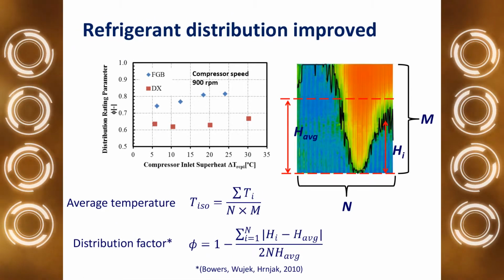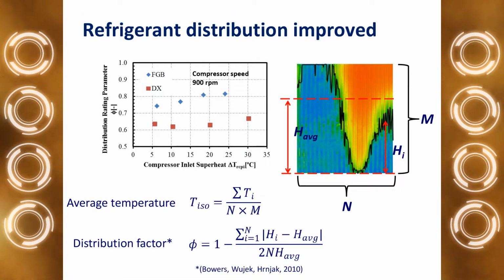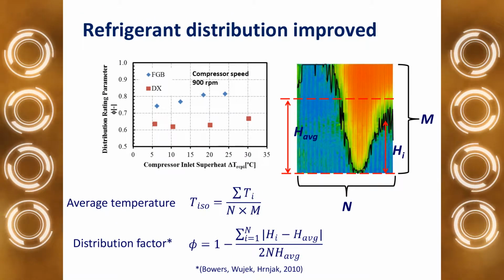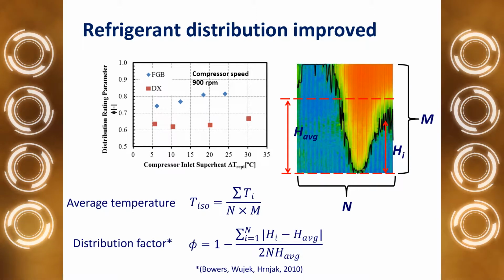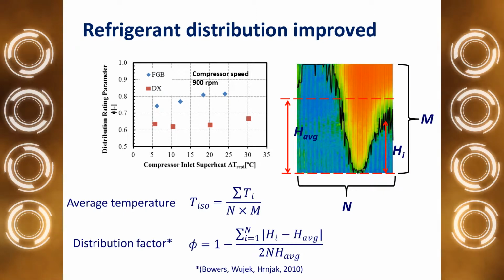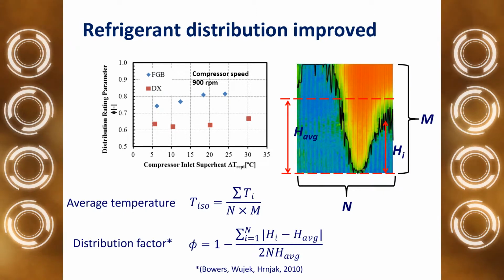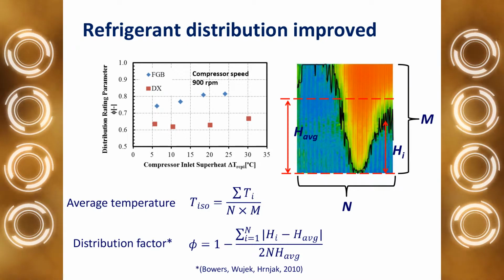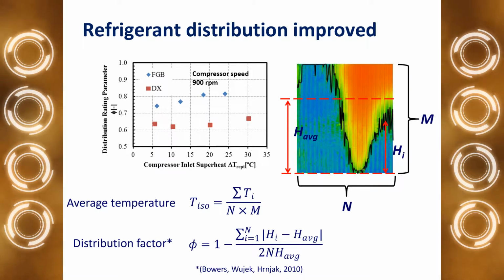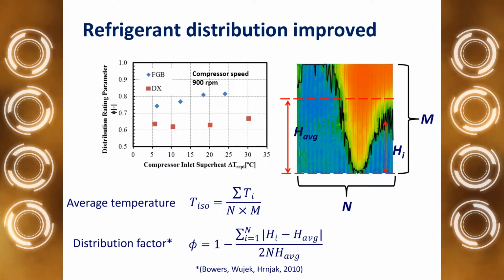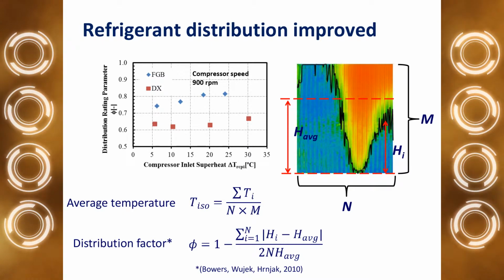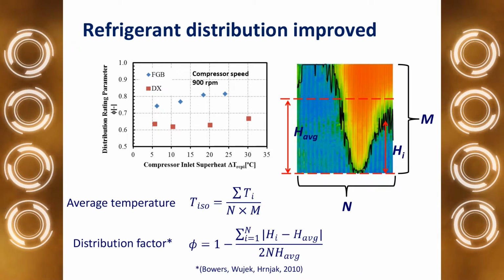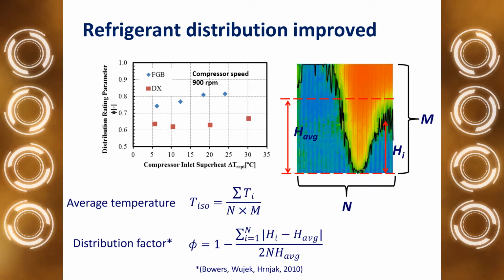Also, the distribution factor was introduced by Professor Hrnjak, Bowers and Bujak, and what is actually that factor? That's when you calculate the height of the border between your superheated area and the area where you still have liquid. So when you calculate it with this factor, you can see here that our distribution factor was way better in FGB mode than in DX mode at a compressor speed of 900 RPMs.